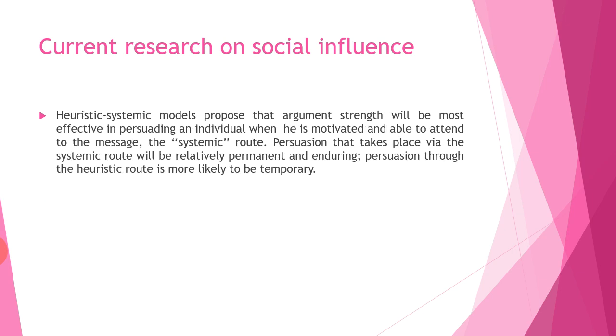Now comes the heuristic systematic model. It proposed that argument strength will be most effective in persuading an individual when he is motivated and able to attend to the message. There are basically two routes, the systematic route and the heuristic route. Persuasion through the systematic route will be relatively permanent and enduring, and persuasion through the heuristic route is more likely to be temporary. So if we are motivated, the route will be systematic, and if we are not motivated, the route will be heuristic.